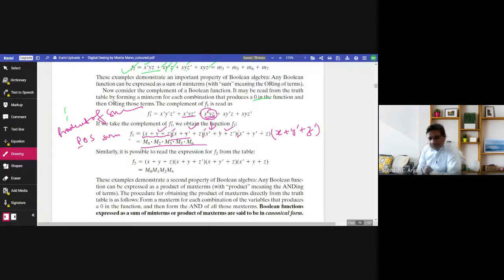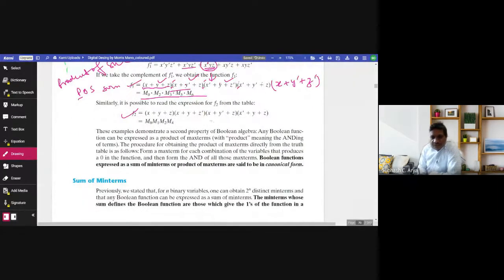Similarly, F2 also can be represented the way F1 is represented. Similarly, we can express F2. So these are the interchange. So it will also prove like this: Mj complement is equal to capital Mj. Okay, so this proves here. The complement of min terms is equal to max term. Max term is formed with the help of OR, and min term is obtained through AND operation.